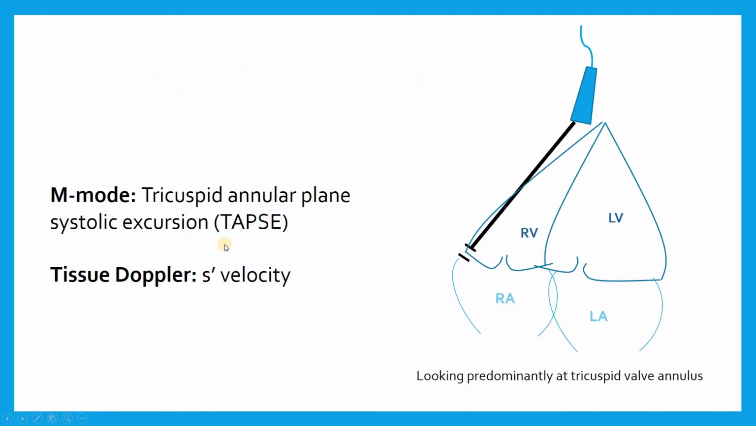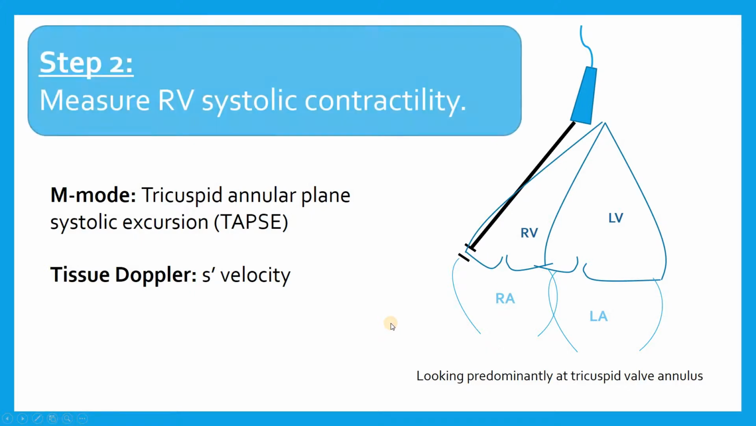All right, moving ahead. What else do I do in this apical four-chamber view? Well, I want to measure RV systolic contractility in some way. And in order to do that, I'm going to take advantage of the fact that, as we discussed, the RV has these longitudinal myocardial fibers that contract from base to apex. And I can actually just look at my tricuspid annular plane and see how well it's moving toward the apex to get a sense of RV systolic contractility.